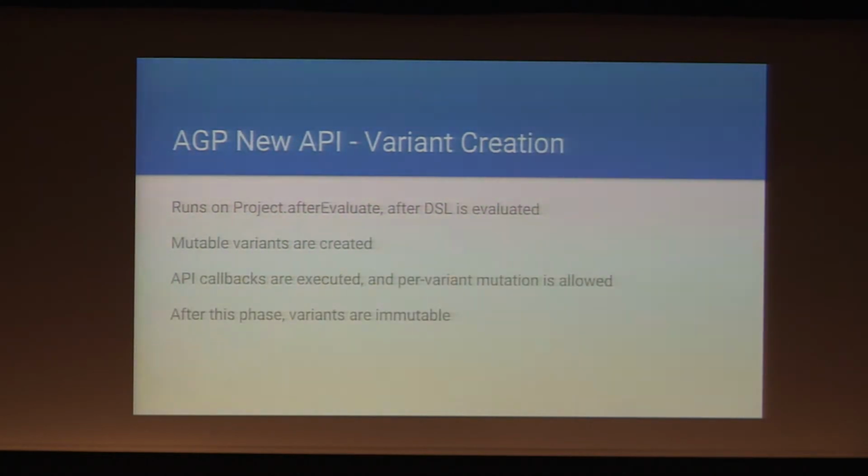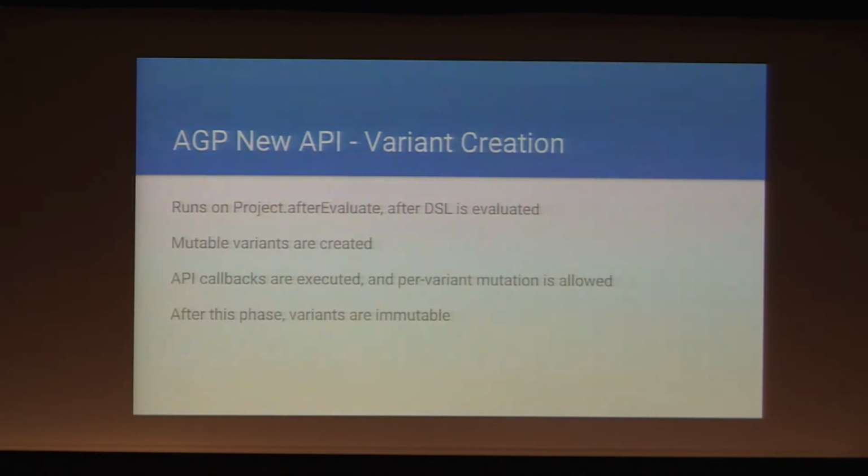So let's see what each of these two different parts of the API actually does. For the part of the API that deals with variant creation, it will run on project.afterEvaluate because we still need to capture the DSL. We still need to evaluate it and capture that in the DSL objects that the plugin manages. So you can think of this part of the configuration phase as basically unchanged.